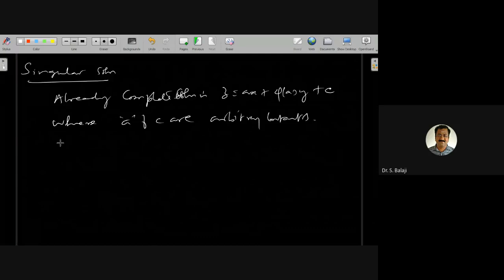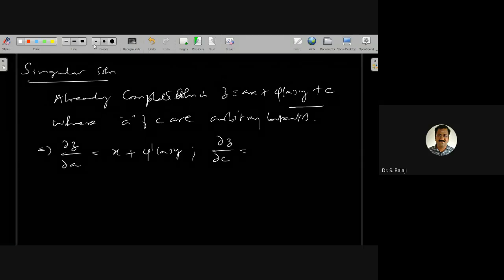Therefore, differentiate. This implies we require dou z by dou a. Dou z by dou a is obtained by differentiating partially with respect to a, so it equals x plus phi dash of a y. Similarly, dou z by dou c equal to 0. Here dou z by dou c means there is no c in the first terms, therefore you put 0. The left side is 0. Write it like this.